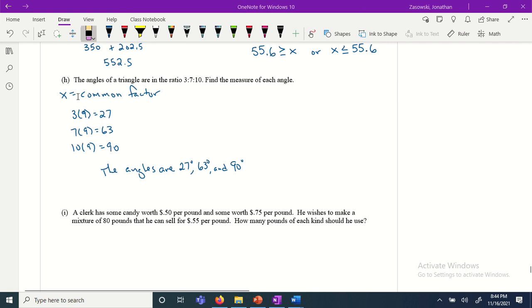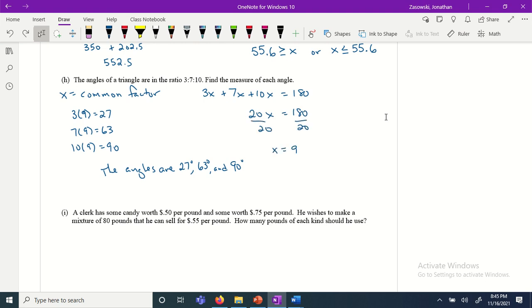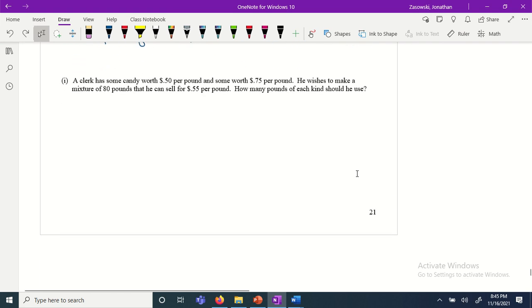So remember, x is our common factor. As soon as we see the ratio, we're going to attach an x onto those numbers. So 3x, 10x, 7x, added together equals 180 because it's the measure of the angles of the triangle. So 20x equals 180, divide by 20, and we're going to get x equals 9. All right. And let's try that last one, and we'll go over this.